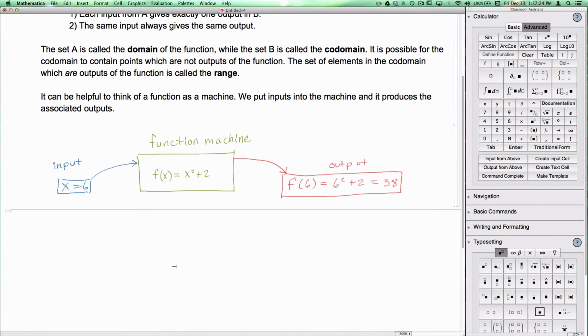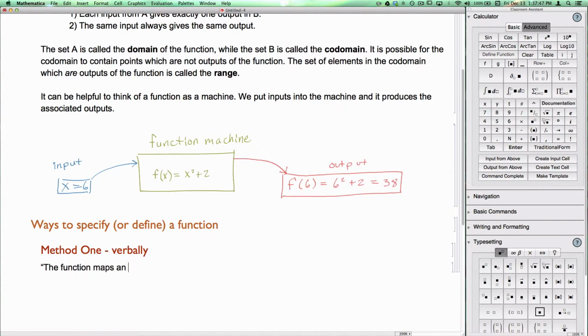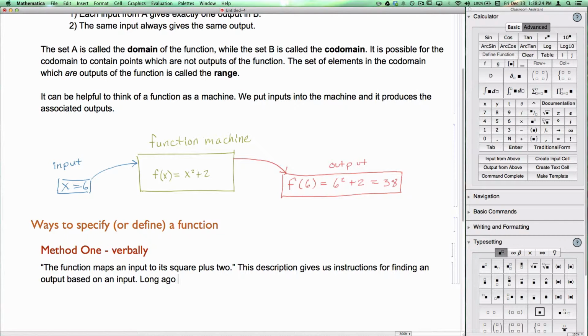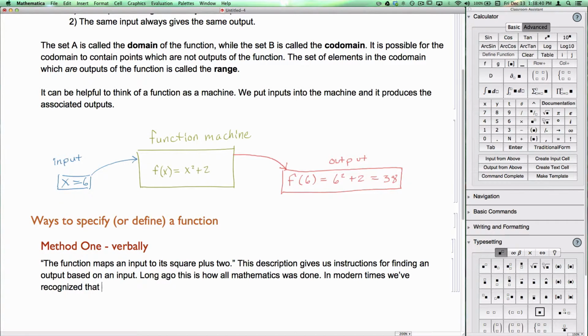Okay, let's talk about ways to specify or define a function. First off, we can do it verbally. The function maps an input to its square plus 2. This description gives us instructions for finding an output based on an arbitrary input. Long ago, this is how all mathematics was done. In modern times, we've recognized that there are much clearer and faster ways to write down a function.